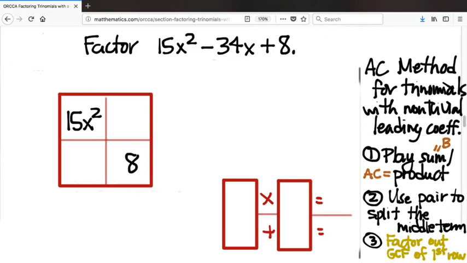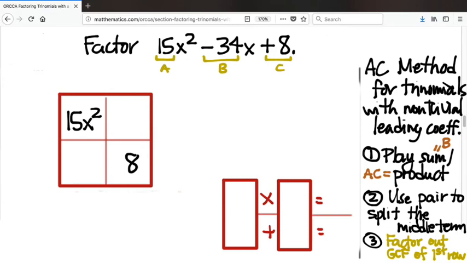So the first thing that we do in the AC method is we instantly want to play the sum and product game. First of all, what are A, B, and C in this example? So remember, in whatever context we see them in quadratic expressions and equations, A is the leading coefficient, the coefficient of the x squared, B is the first order coefficient, and C is the constant. So C stands for constant, if you like.